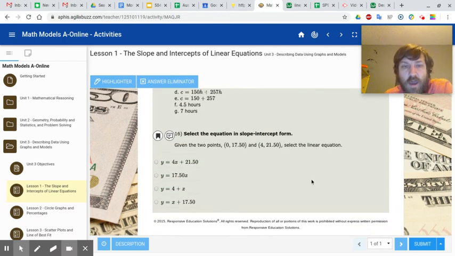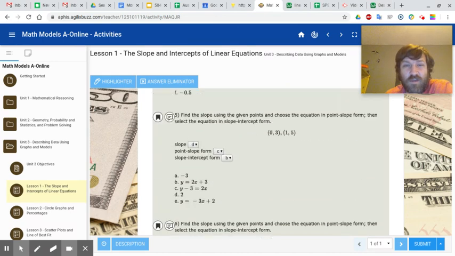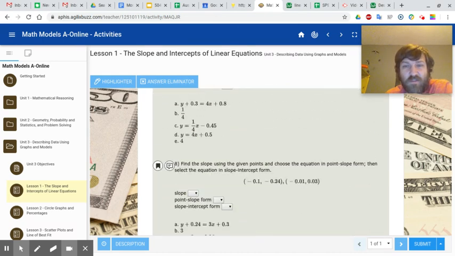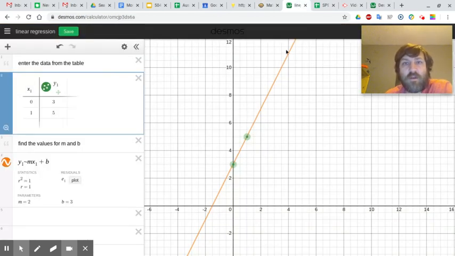Lastly, we have another question where we're given 2 points and you select the equation. You need to use the same method we used above on questions 5, 6, 7, and 8. So plug in those 2 points into the linear regression graph and get the M and B values for those.